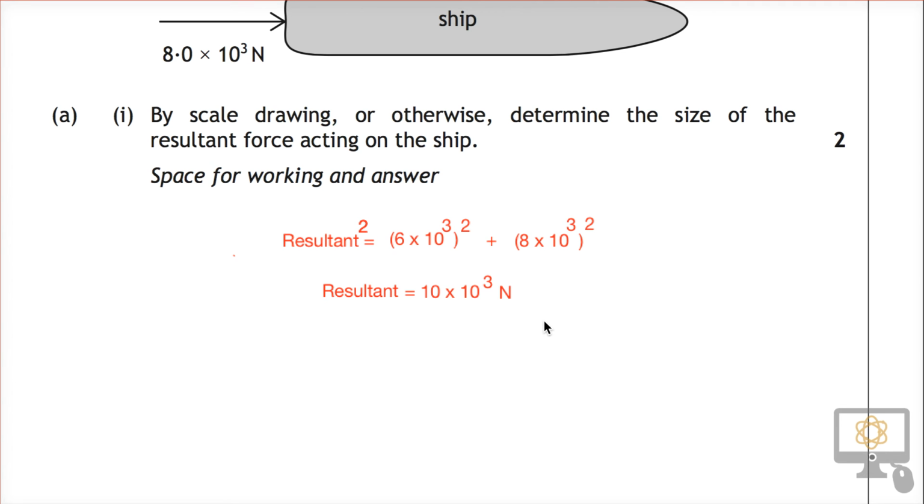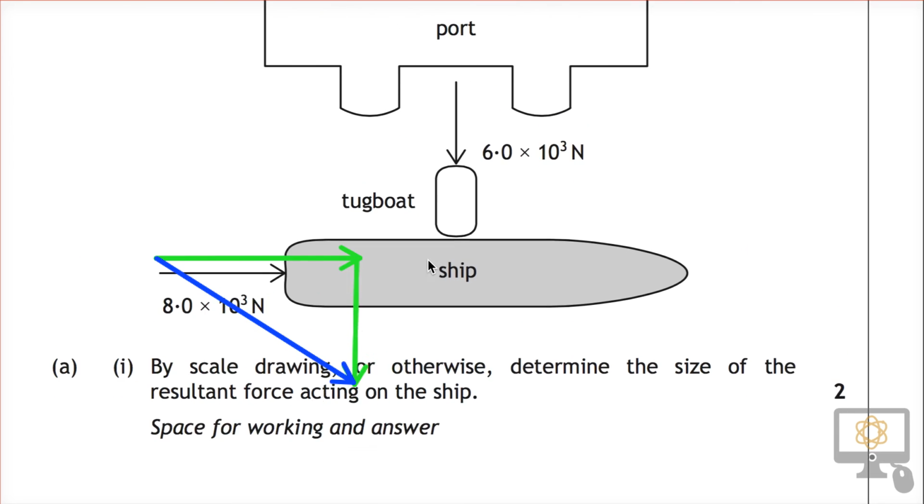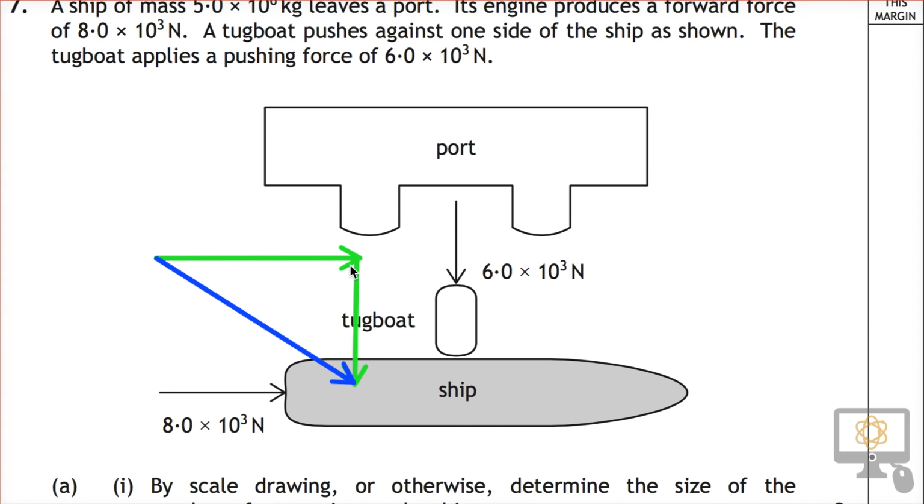The second method is by scale drawing, and I would imagine most people wouldn't do it by scale drawing, but this is what you might draw if you were. The top arrow would be the 8 times 10 to the 3 newton force, and this downward arrow would be the 6 times 10 to the 3 newton force. Now you'll notice that I've drawn these two vectors tip to tail, or nose to tail sometimes they're called, and so that's the correct way of drawing them, showing us that the blue arrow represents the resultant force.